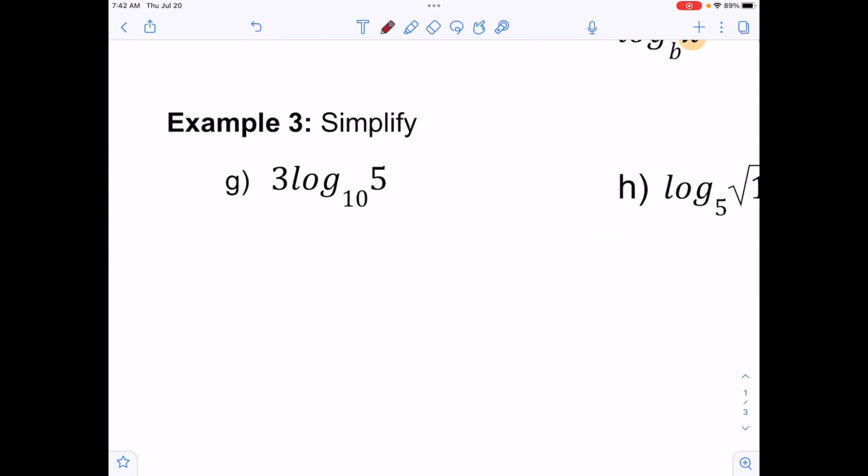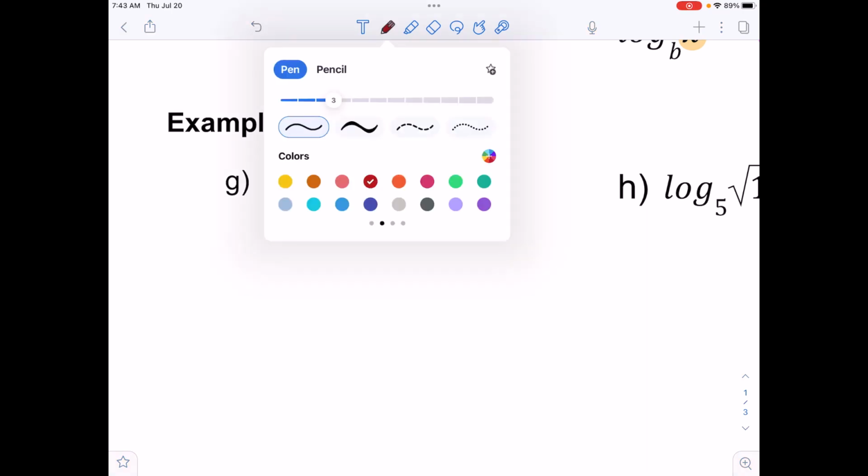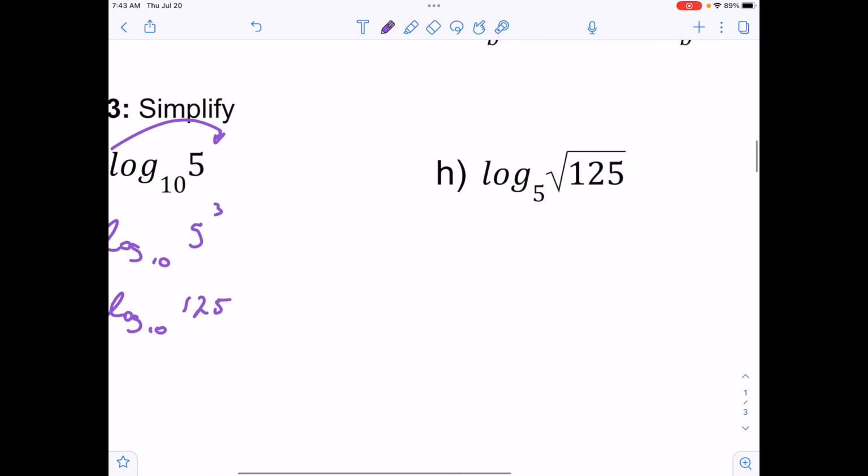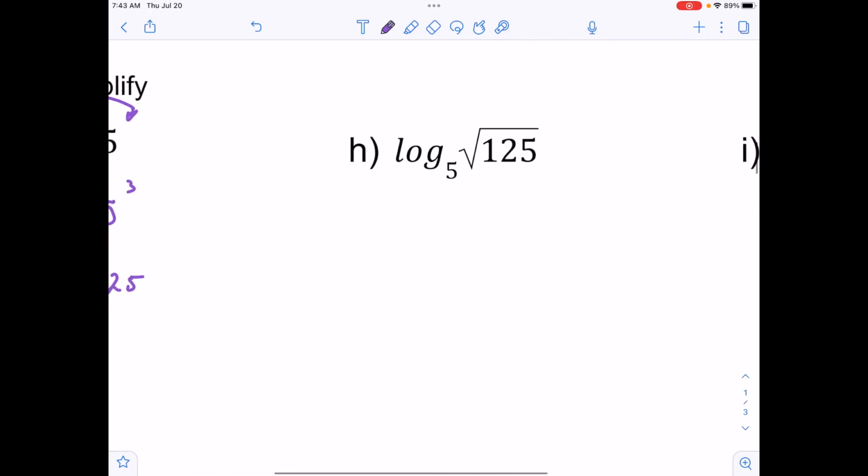Simplify. So here I have 3 log base 10 of 5. Okay, this one I'm going to be going in reverse, right? I have a 3 and I can bring it up front here. Log base 10 of 5 to the power of 3, which will be log base 10 of 125. Okay, vice versa. In this example, I have log base 5 of the square root of 125.